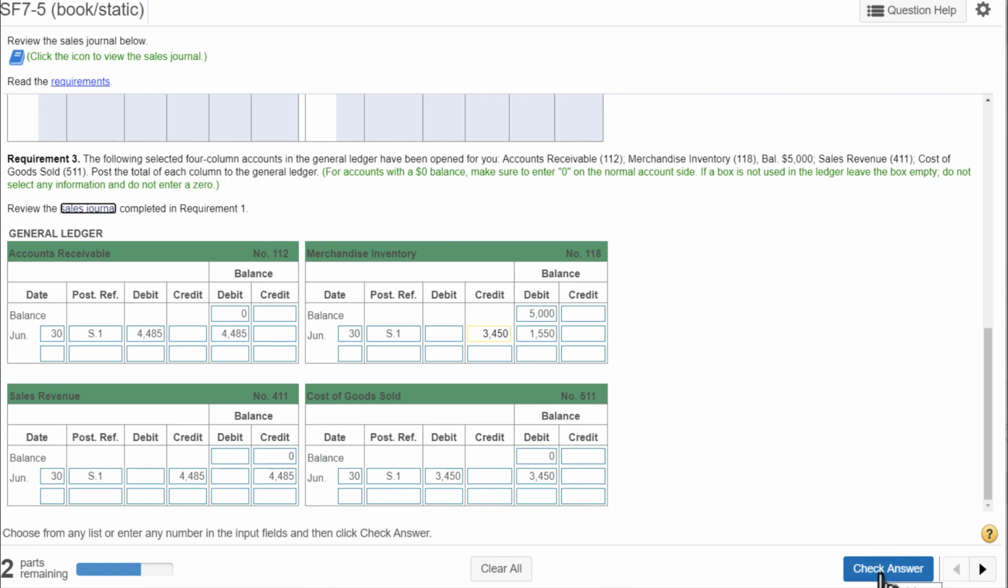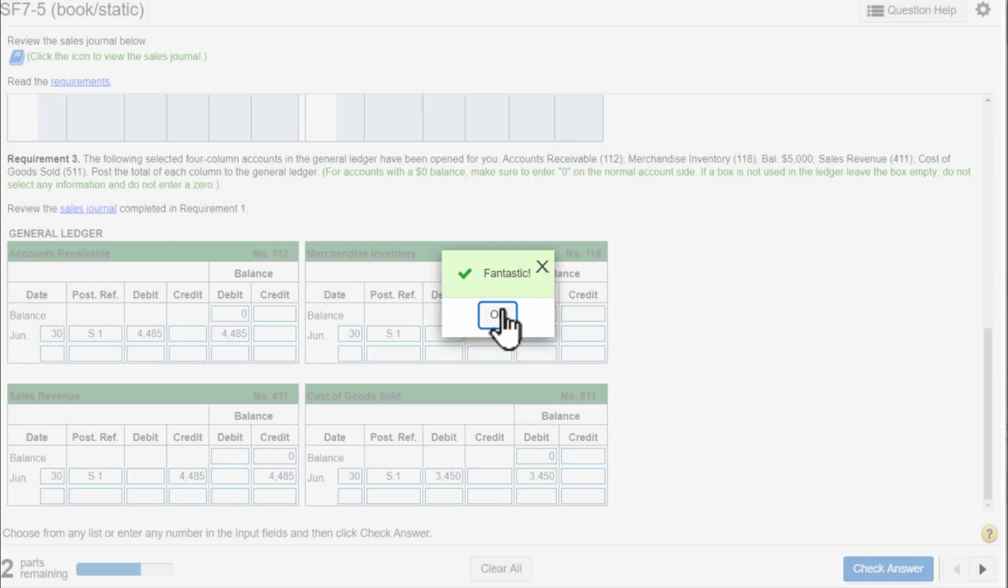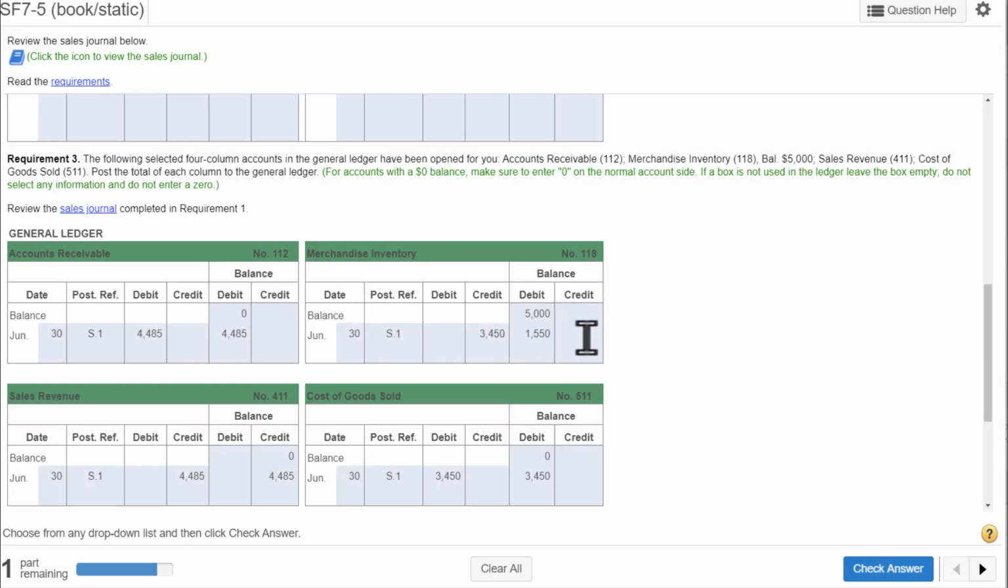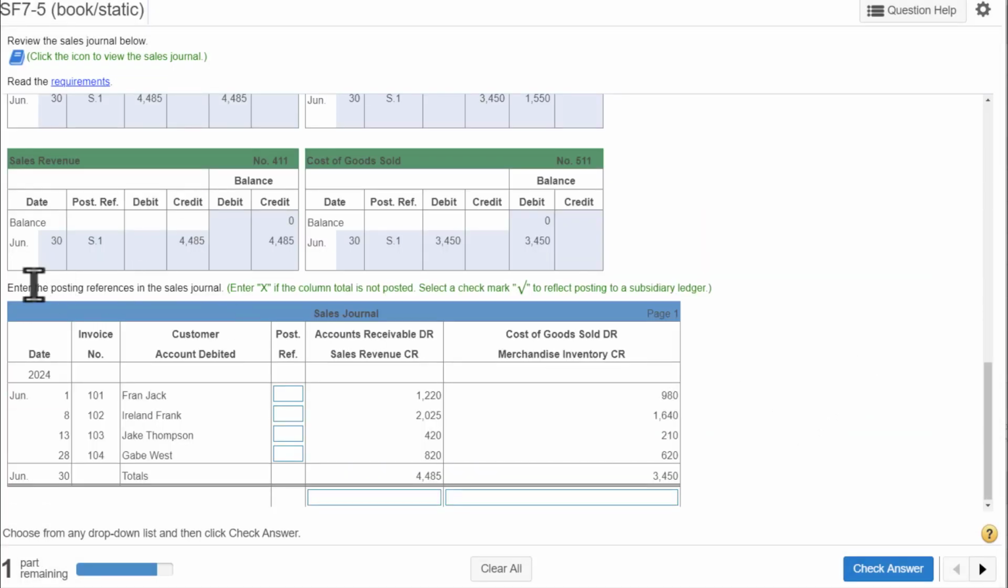Now we can check our answer. Fantastic. Now we have to go back to our sales journal and enter our posting references to let everyone know that we've already posted all these to AR and the totals to the proper account.